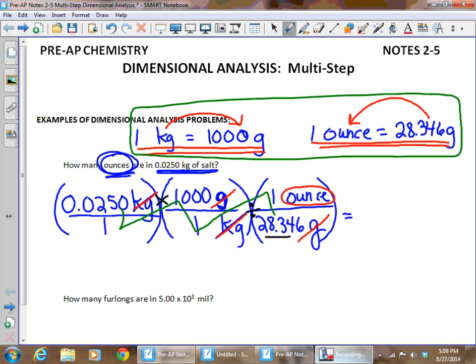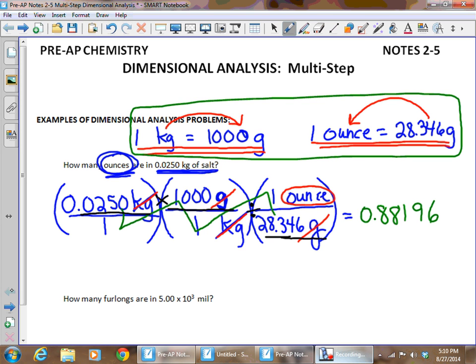So I would plug in my calculator 0.0250 times 1,000 divided by my 28.346. And when I do, I get 0.88196.